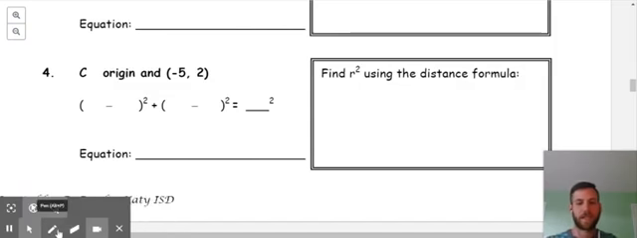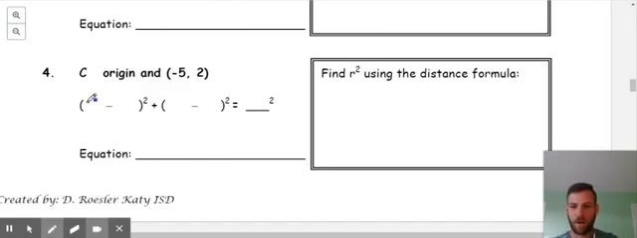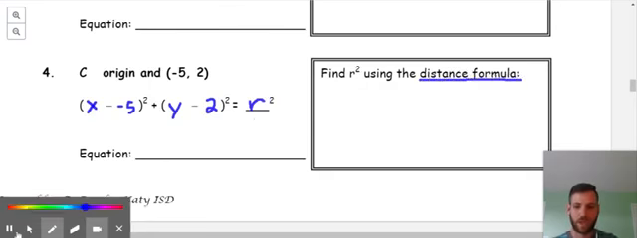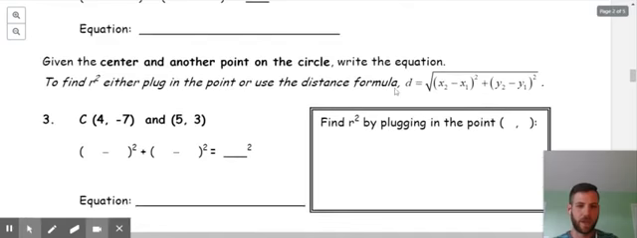In this second example, our center is the origin, and it's going through a point -5, 2. So we could write out our equation as we have it so far: x minus 0 and y minus 0 squared is going to be equal to r squared. But we're going to try to use the distance formula, which if we scroll up here, we can see is right here up at the top. You may want to write that down in your notes now and pause the video, because we're going to be using that in this example.